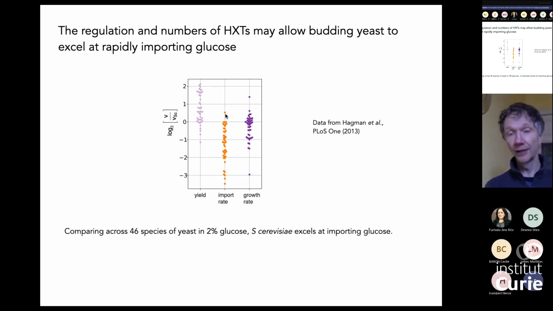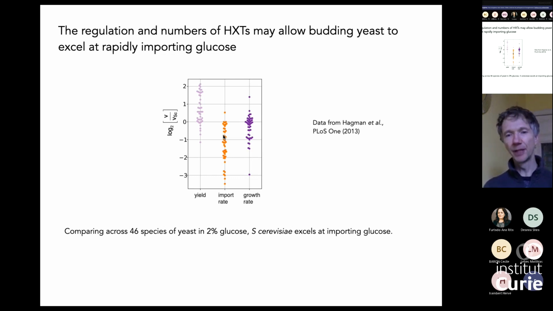So what we think is happening is that so many HXTs have evolved in yeast because they specialize for this very fast import of glucose. Now you notice that because the yield is not very good compared to other species, they don't use this glucose very well. They bring in the glucose and ferment it, getting only 2 ATP per glucose molecule, whereas they could get much more if they chose to respire it.